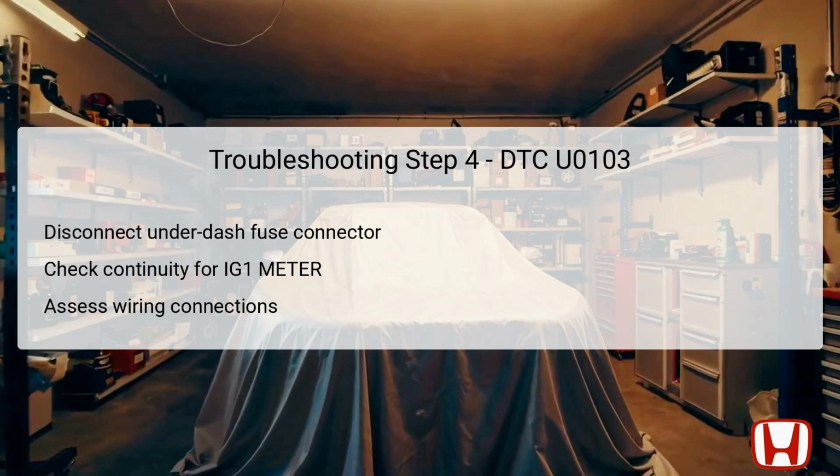Should you find no continuity, it suggests an open wire needing repair between the SBW shifter control module and the C29 fuse located in the under-dash area.